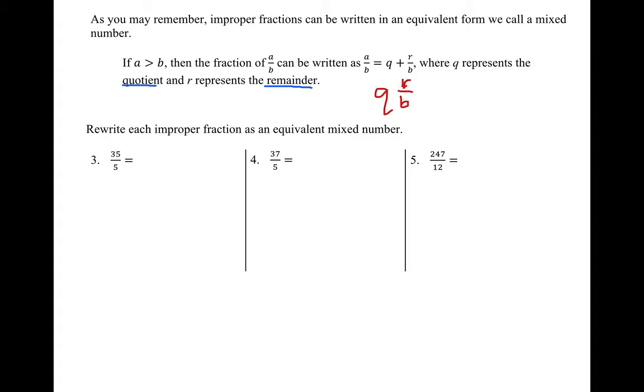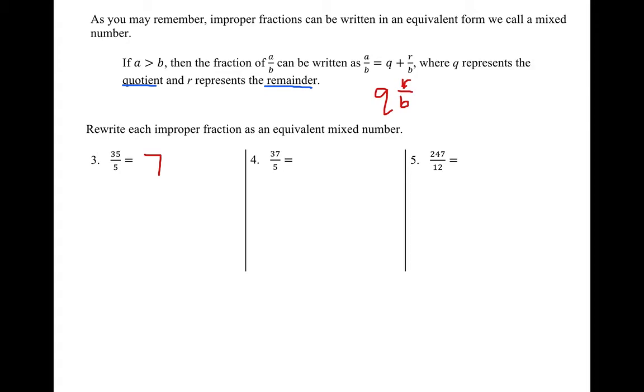So I'm going to take these next three problems, and we're going to rewrite them in the equivalent mixed number. So if I take 35 divided by 5, 35 divided by 5 is 7. There's a remainder of 0, so I can just say my answer is 7.